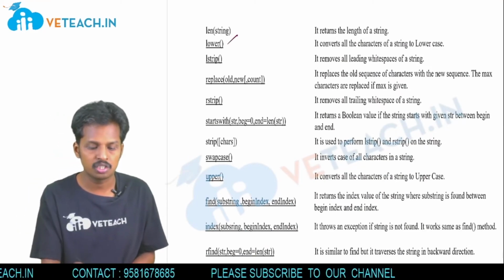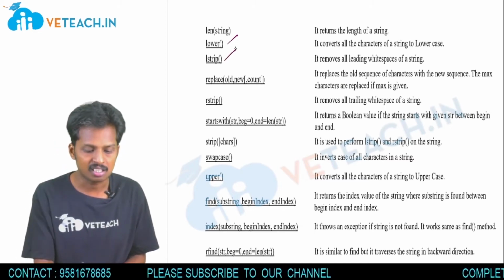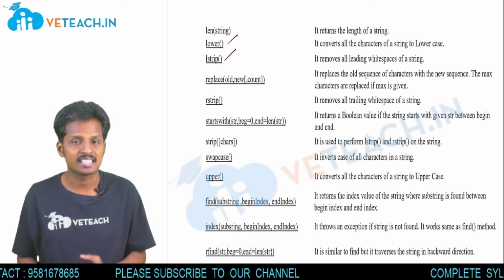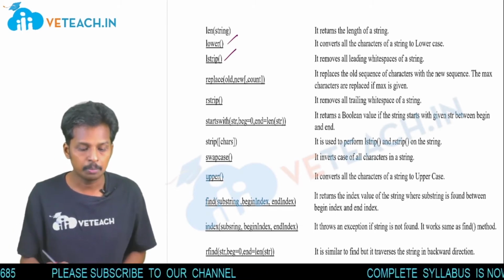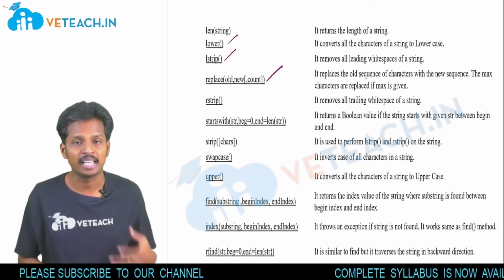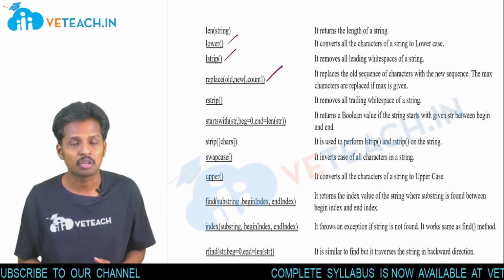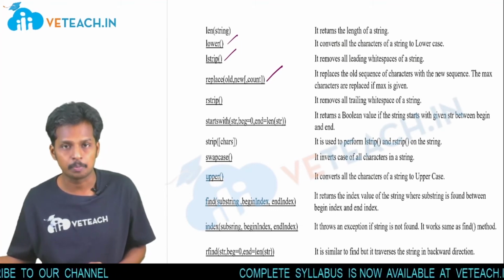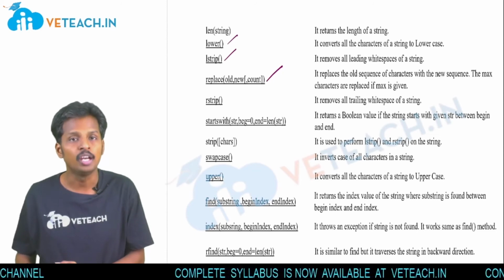Next, lower, which is used to convert all the characters in the string to lowercase. lstrip: if there are any white spaces at the start of the string, it's going to remove them. Replace is used to replace the old character with the new character. rstrip is going to remove the trailing white spaces, meaning after the string if there are any empty white spaces, it's going to remove them.